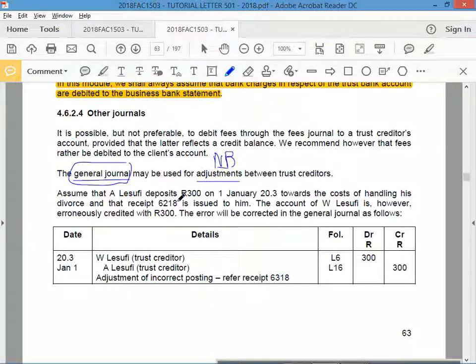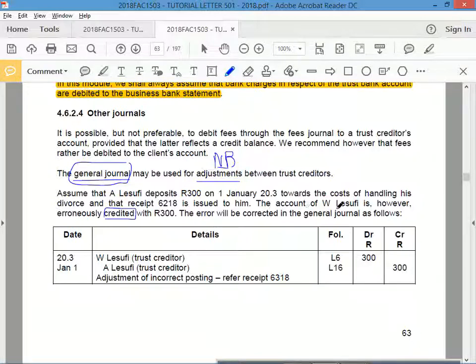Assume that AL deposits 300 towards the cost of handling his divorce, and a receipt is issued. The account of W is, however, erroneously credited with 300. The error will be corrected in this particular journal. Right, so is that a trust transaction? No. Is that a business transaction? Yes, because the business is adjusting an error, a mistake. Okay, so the general journal is used to fix things or to process other things that don't have journals.